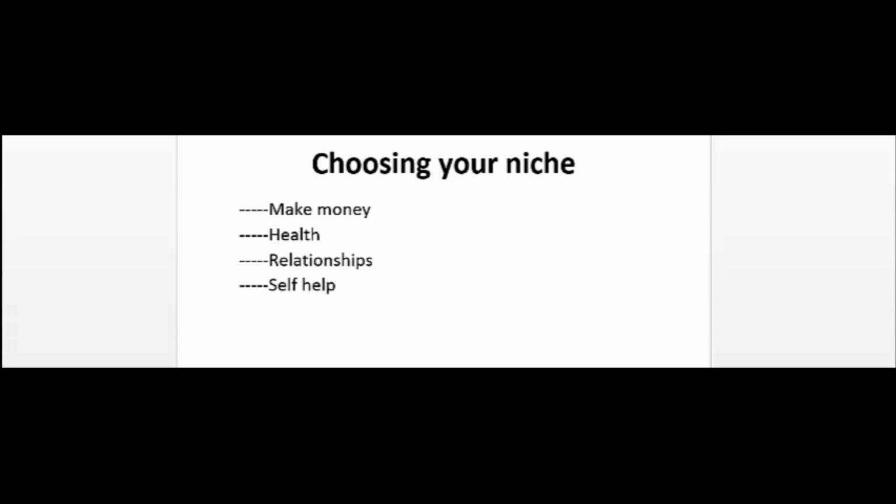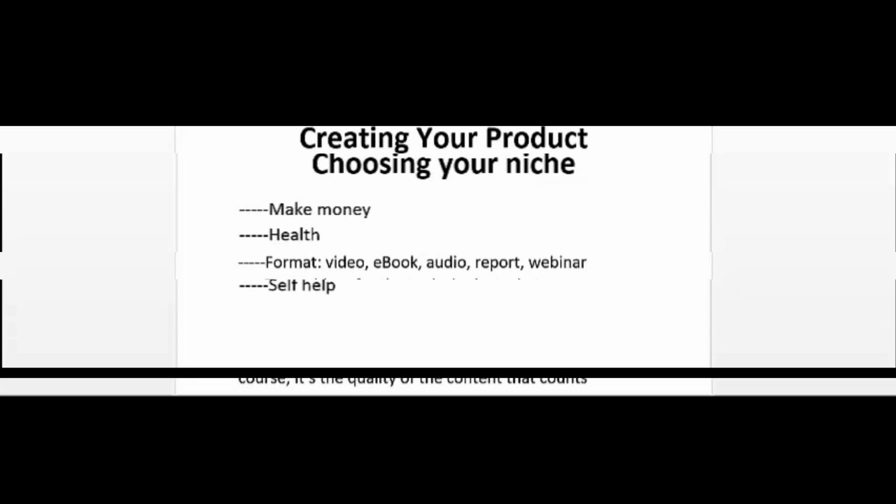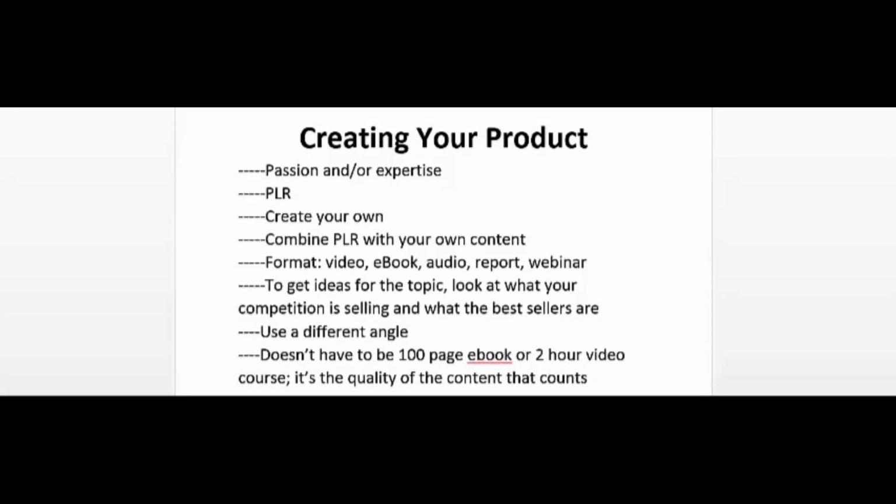And again, there's several sub niches in the make money niche. There's also relationships. Again, that's a very hot niche. And lastly, there is the self help niche. Okay, and that is worth billions of dollars. All these niches that I've listed are worth billions of dollars. Now that you've chosen your niche, let's go ahead and create the product. Something I forgot to mention though in the video where I spoke about choosing your niche, that it's good to pick one that you're passionate about or that you have expertise in, because it makes the product creation process a lot easier.